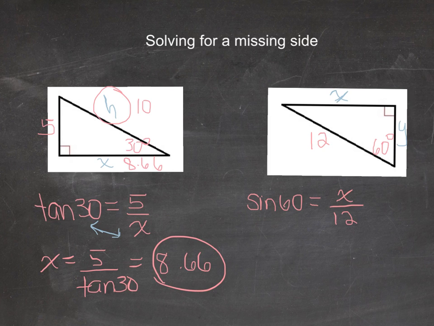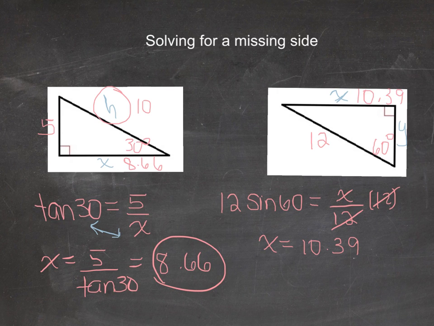Then to solve for x, I just multiply both sides by 12. So I get x is equal to 12 sine of 60. Once you plug that into your calculator, you'll get, rounded to 2 decimal places, that it's about 10.39. So I get x is 10.39.